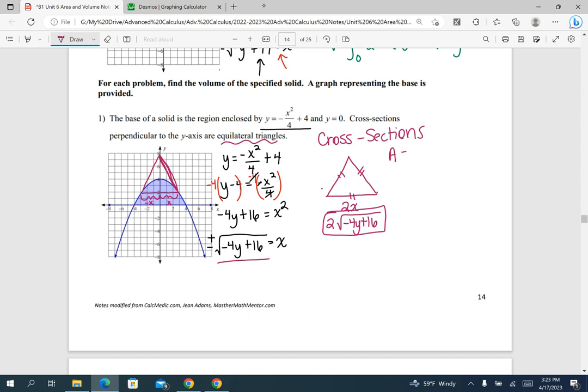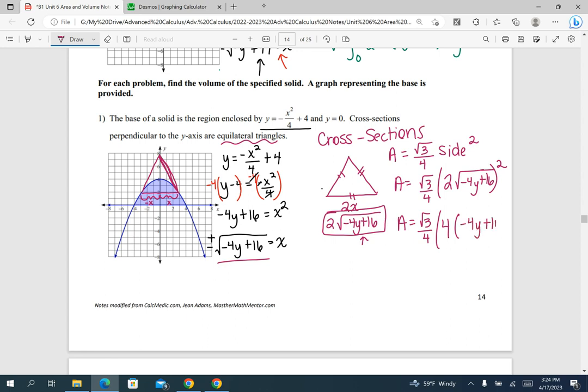Now remember that the formula for the area of an equilateral triangle is the square root of 3 over 4 times the side squared. So when I plug in that length for the side, it's the square root of 3 over 4 times 2 times the square root of negative 4y plus 16, squared. When I square that part, the 2 gets squared and the square root goes away. So my formula for area is the square root of 3 over 4 times 4 times negative 4y plus 16. This 4 can cancel out with that 4, so my area is going to be the square root of 3 times negative 4y plus 16.